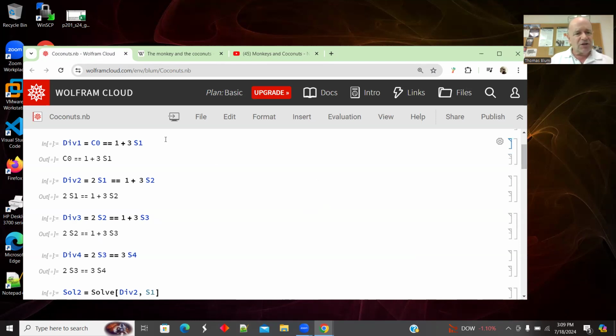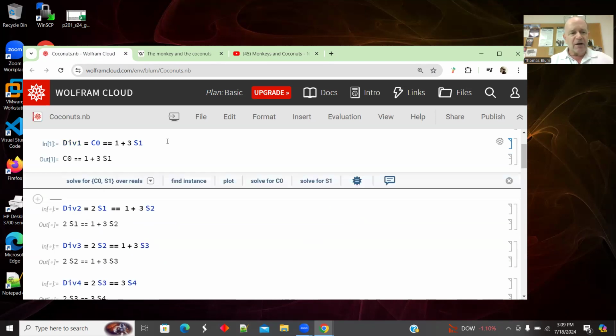So in this first line here, I'm going to do a shift enter, and I have div1 equals. In Wolfram, in this mathematical language, the single equals is just a naming. So I'm naming this equation as the first division. And the double equals is the equals of an equation, the equals in a standard equation. Okay, so div1 is just the name, and then we have our equation.